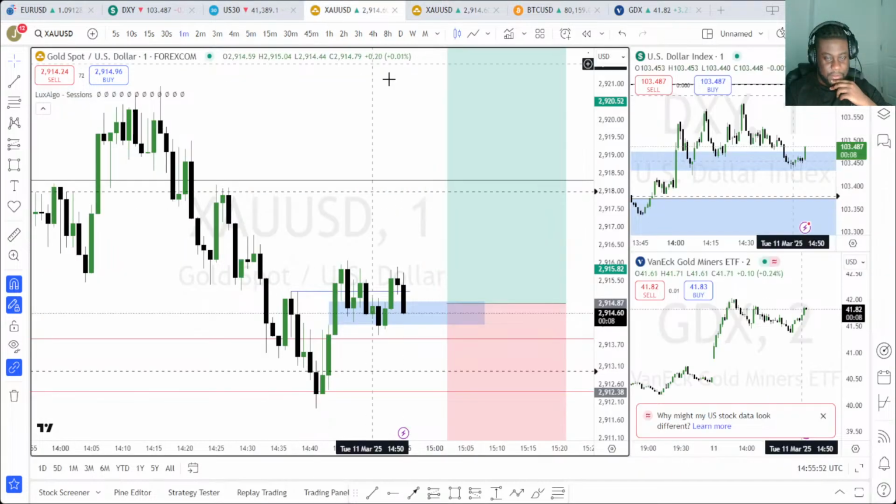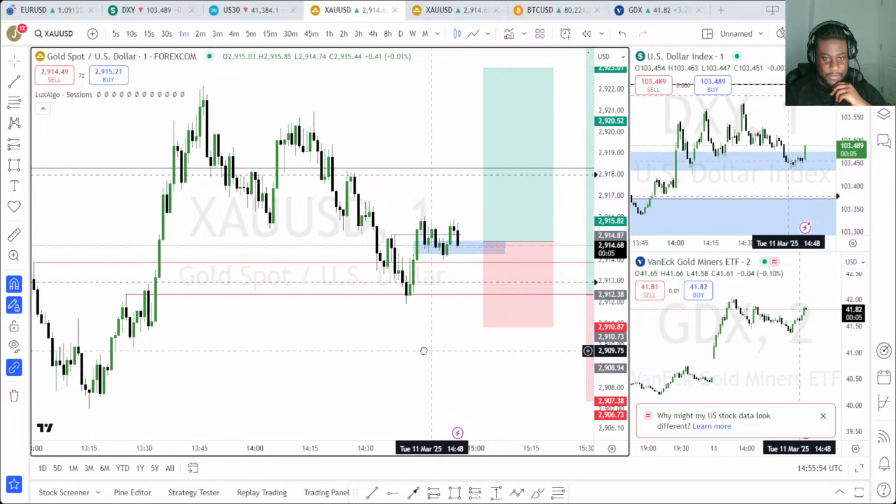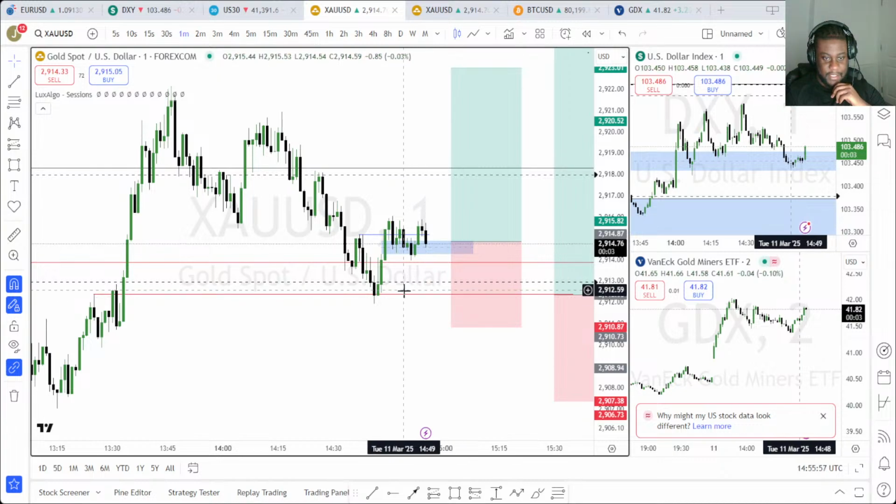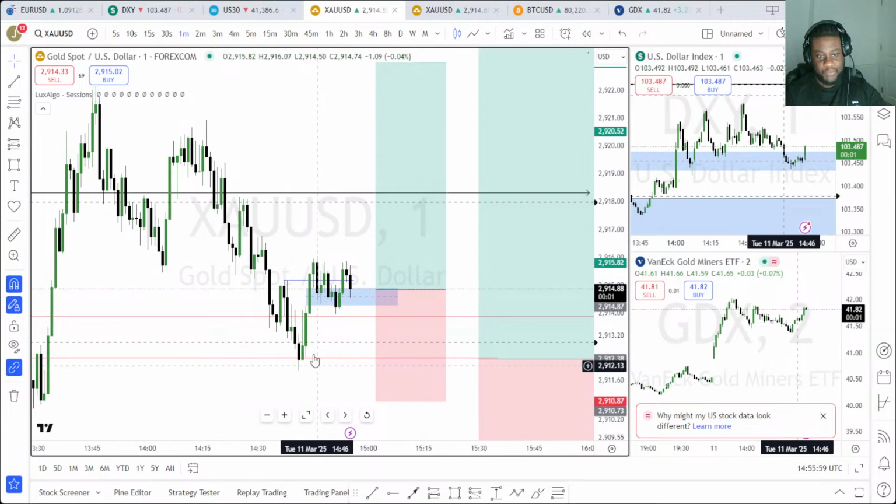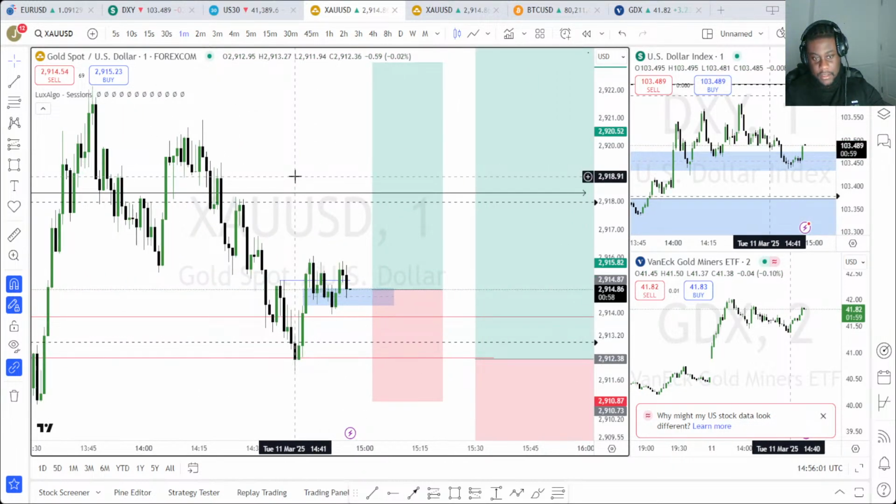Right now, the only thing I see that could be a bit of a problem is if we actually pull all the way back down to entry again. That's the only thing that I see. But you know, gold, man. Gold sometimes will just do things out of the ordinary. So just gonna leave it.